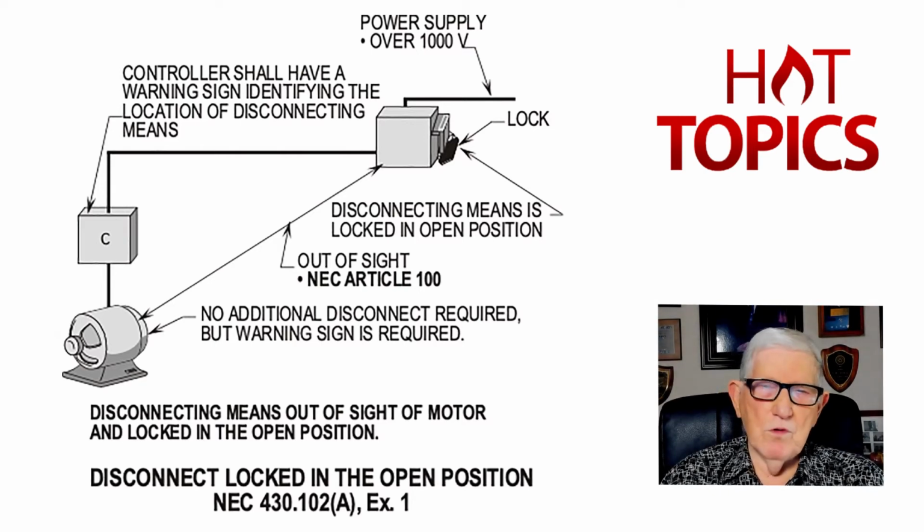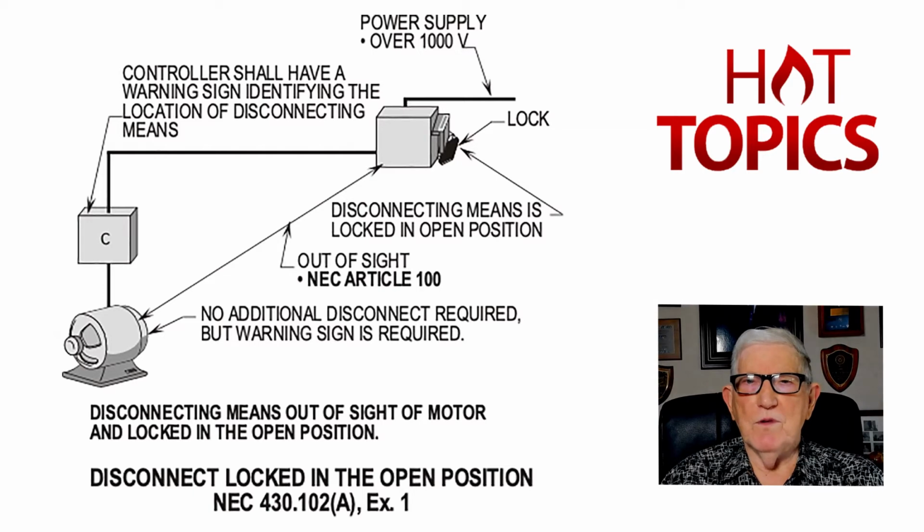But as a rule, I've seen this installation many times. At the controller, you'd identify where the disconnect is and where the motor is located. At the motor, you'd locate, mark, and identify on a label where the controller is and where the disconnect is. And basically, you don't need an additional disconnect.